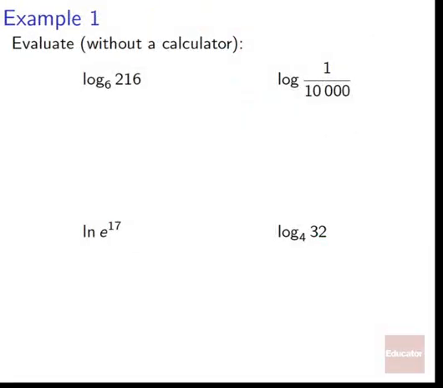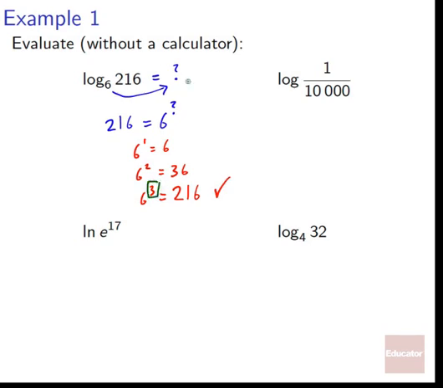Let's evaluate these numbers without a calculator. If we're looking at log base 6 of 216, then that's going to be equal to some number such that when we raise 6 to that number, we get 216. So 216 equals 6 to the question mark. Let's see, what are some numbers that we can get out of this? 6 to the 1 is just 6. 6 squared would be 36. 6 cubed, 180 plus 36, 216. Hey, bingo, that's what we're looking for. So it must be the case that log base 6 of 216 equals 3. That's our answer.